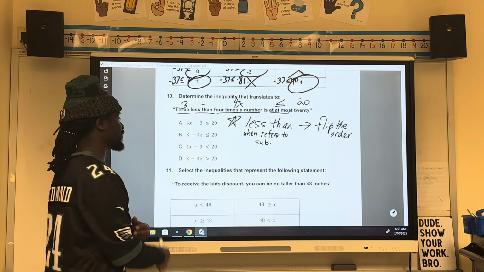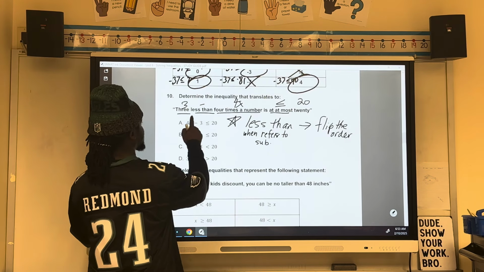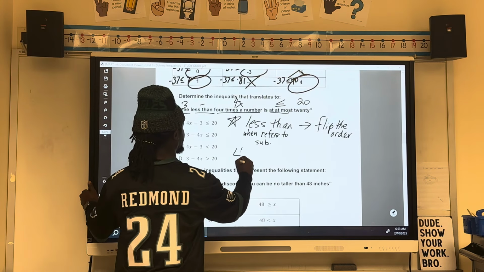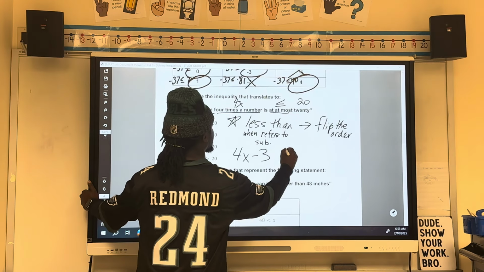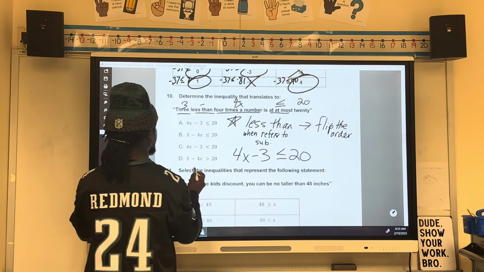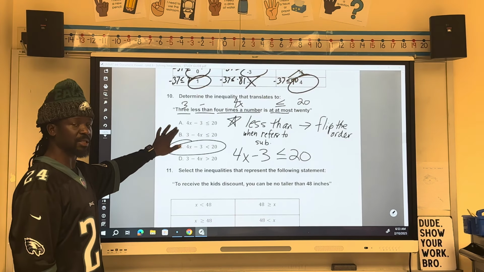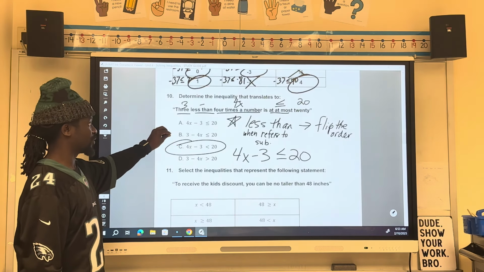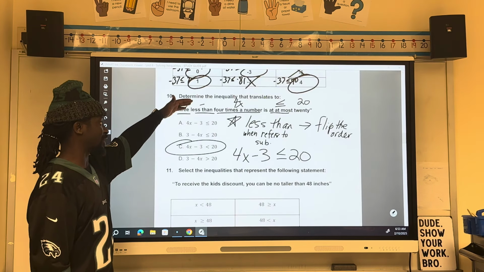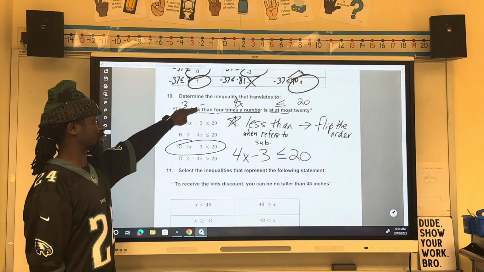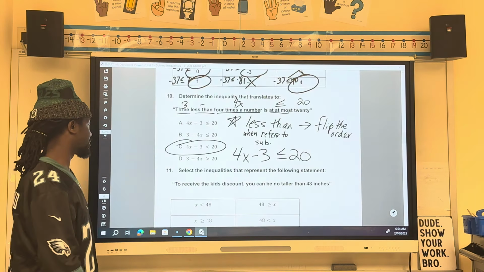Okay, that's when we got to flip the order, right? So instead of it being 3 minus x, it's going to be 4x minus 3 less than or equal to 20. And that is, C is going to be our correct answer. Again, B is going to be the most picked wrong answer, because you're going to just think it does represent subtraction, but you got to flip the order, all right?